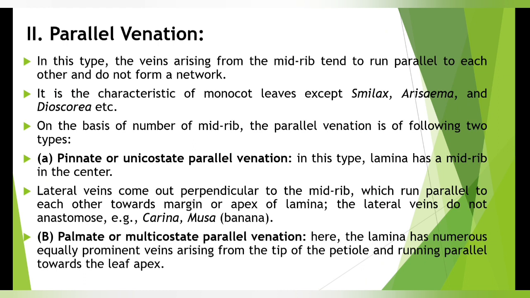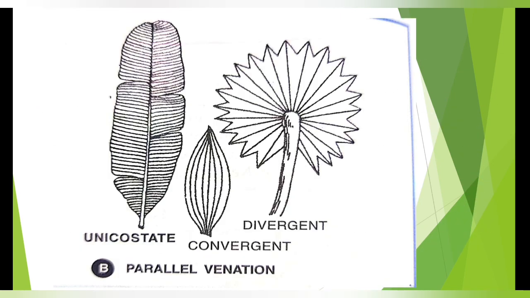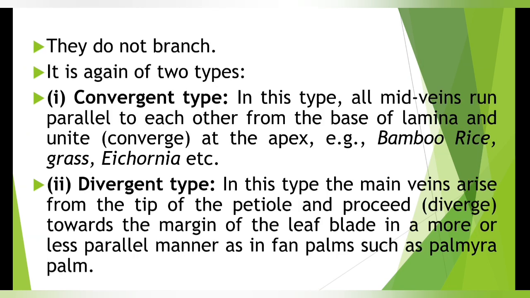Then it is also of two types. One is pinnate or unicostate parallel venation, then palmate or multicostate parallel venation. In case of pinnate or unicostate parallel venation, it is of two types: one is convergent type, one is divergent type.